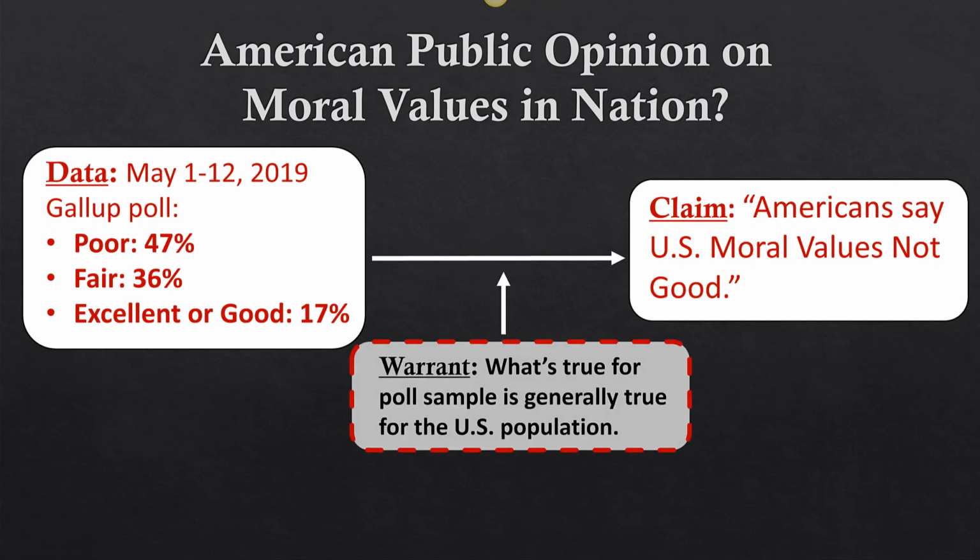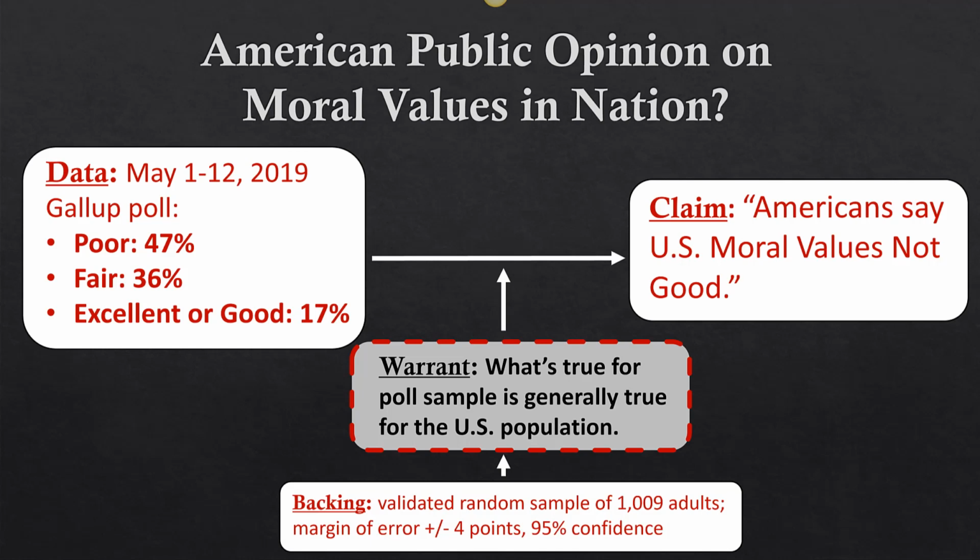And the implicit warrant that makes this argument work is that what's true for the poll sample is generally true for the U.S. population. This particular warrant is implicit. It's not specifically stated in the report. But what they do specifically provide in the report is some backing for this warrant. Why is this warrant reasonable? They provide discussion of their methodology, and they specifically describe how the study involves a validated random sample of 1,009 adults with a margin of error of plus or minus 4 points and 95% confidence.